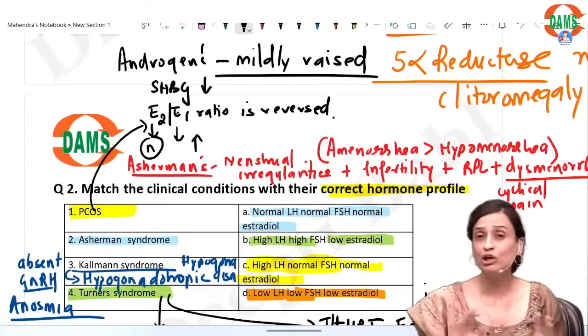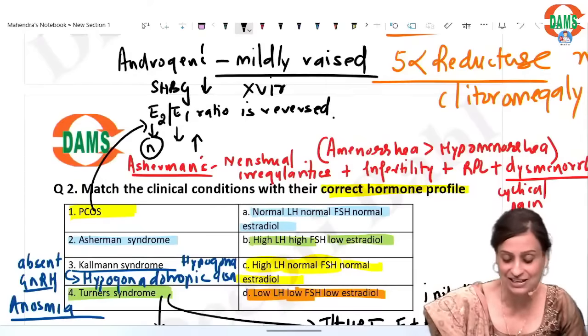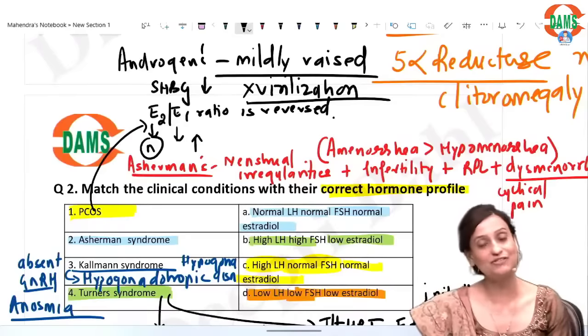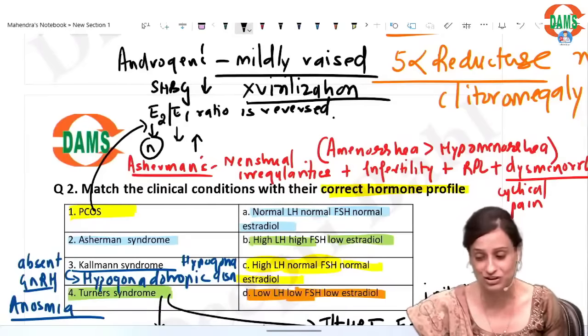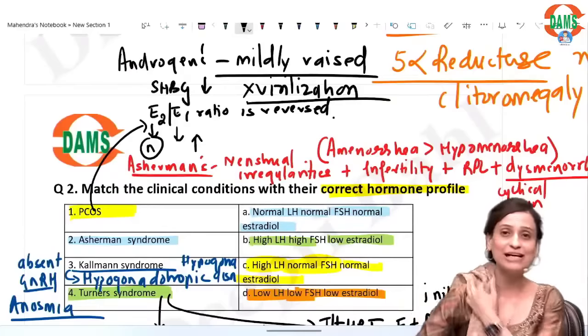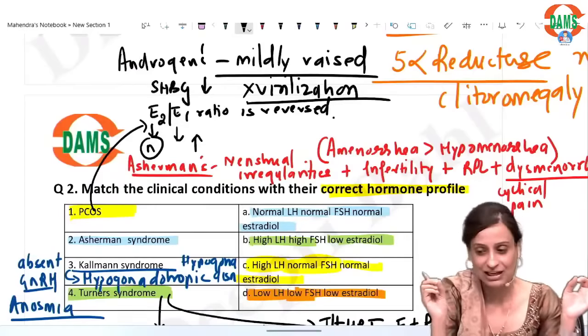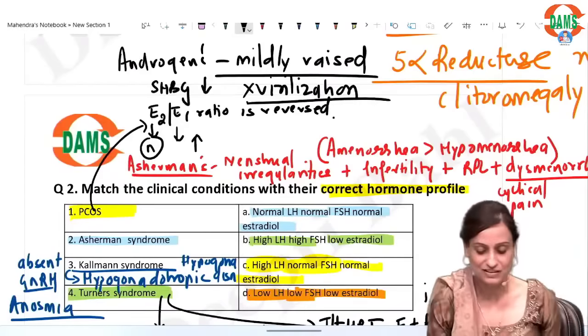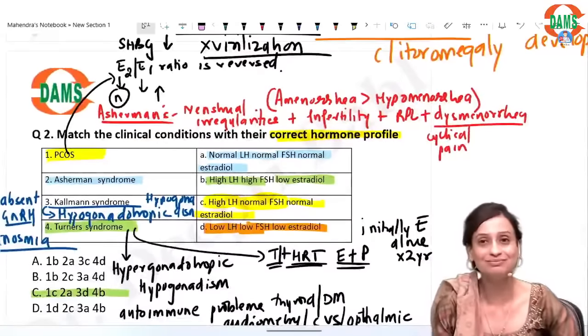So there will be no features of virilization in PCOS, okay? There will never be features of virilization. What you see is hirsutism. Quickly, let me see who can tell me the name of classification system for hirsutism. What is the name of the classification system?